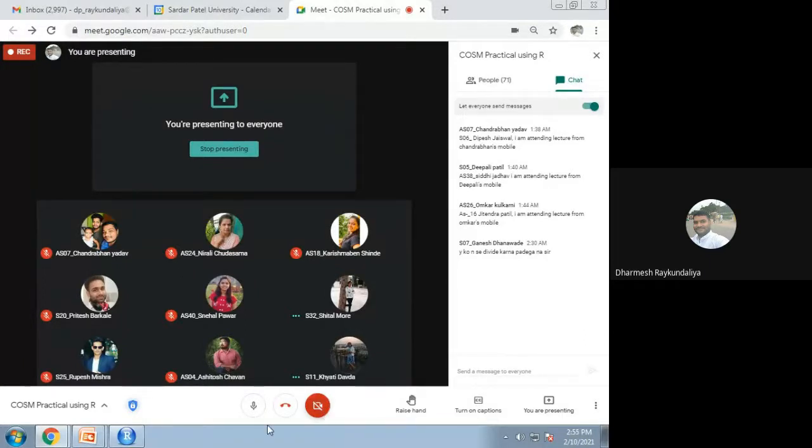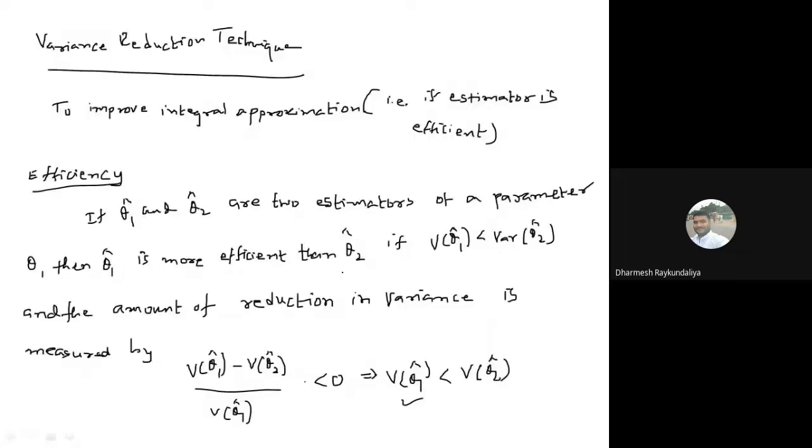Okay. Let us move ahead. So this is what we talked about: the efficiency criteria. Now we talk about the first technique, the variance reduction technique.